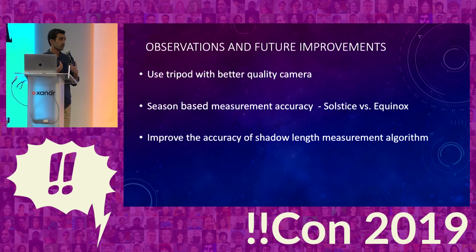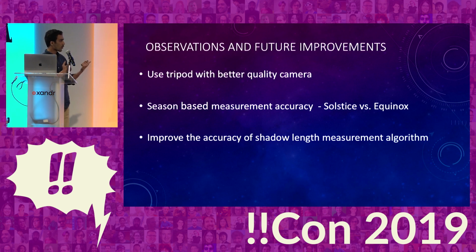Finally, some observations and future improvements. In the future, if we can use a tripod with better quality cameras, we can get better images, and then we can do better analysis and get better accuracy at the end. It was also observed theoretically that if you perform this experiment on a day which is close to the solstice, you get better results compared to one close to the equinox.